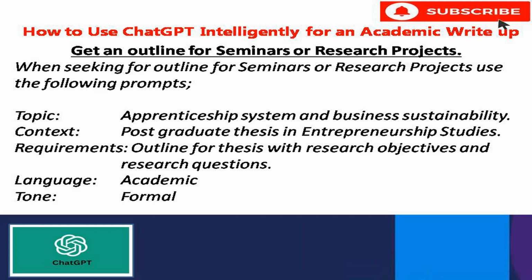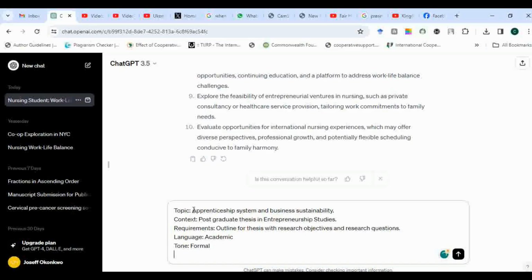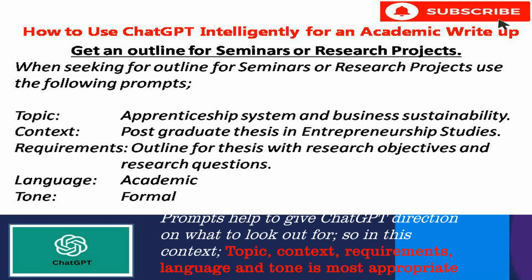You can also use that to ask ChatGPT to help us generate an outline for our seminar or research project. So we just put our topic. Let's take another topic for an example. The topic could be apprenticeship system and business sustainability. That's our topic, all right? Now, the context, what do we mean by that? Are we writing for a formal organization, a school thesis, and so on? So the context for this topic is postgraduate thesis in entrepreneurship studies.